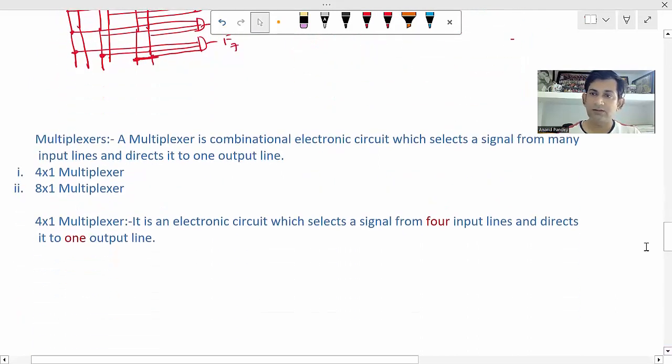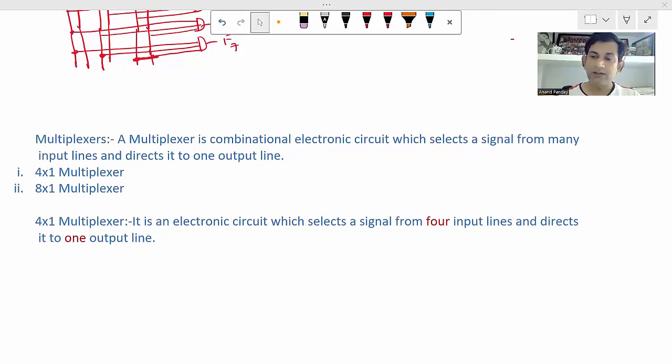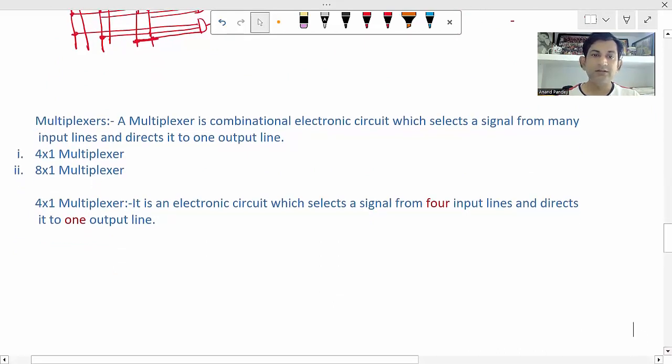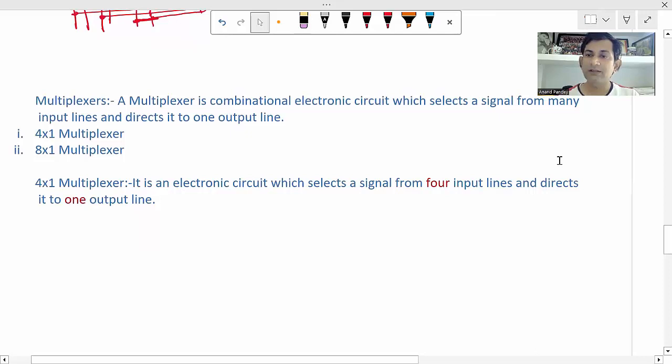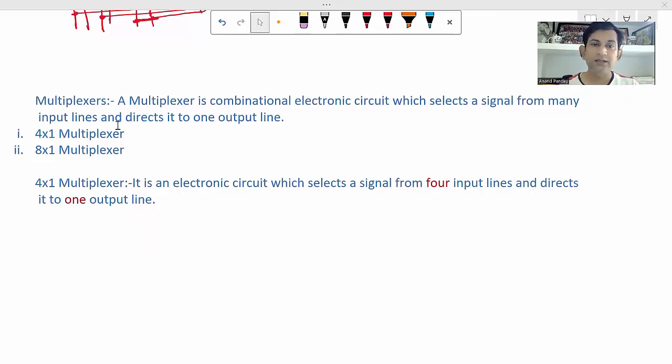Okay, here is the definition of multiplexer. It's a combinational circuit which selects signals from many input lines and directs it to one output line. You know, this multiplexer is used for many to one. Means it selects from many input lines, it selects only one, and it directs it to one single output line. Many, it selects from many and sends only one.